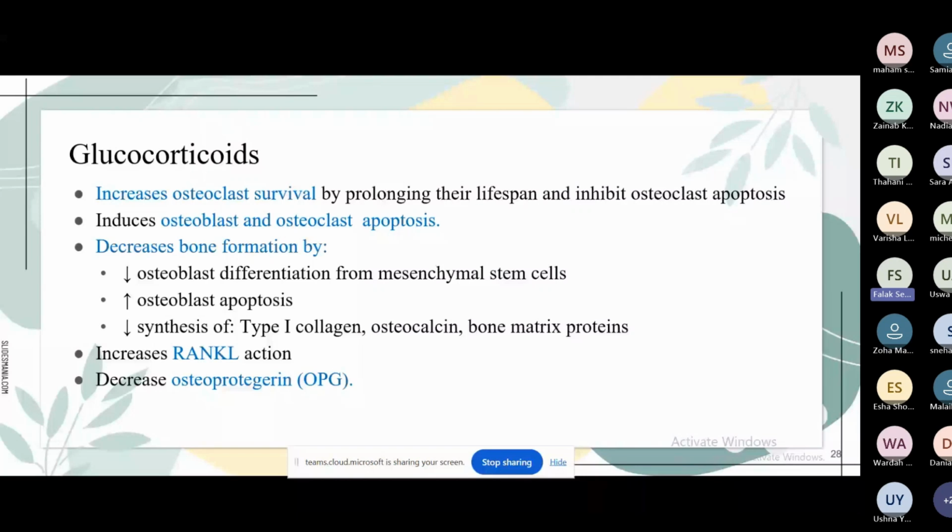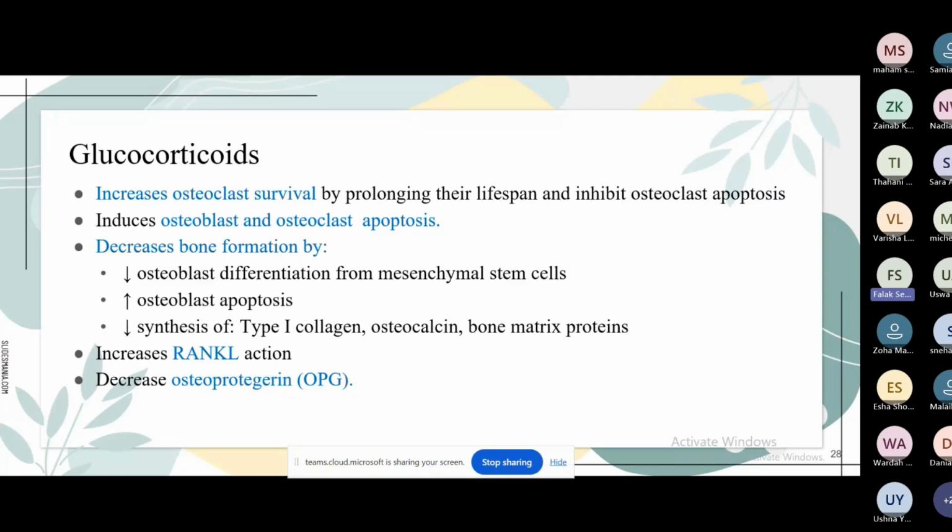They decrease bone formation by decreasing the osteoblast differentiation from mesenchymal stem cells. They increase osteoblast apoptosis, and they decrease the synthesis of type 1 collagen fibers, osteocalcin, and other bone matrix proteins. They're also responsible for the increased RANKL action, and they decrease the osteoprotegerin molecule. So in this way, the net effect of the glucocorticoids is increase in the bone resorption, especially in those patients who are receiving glucocorticoids.